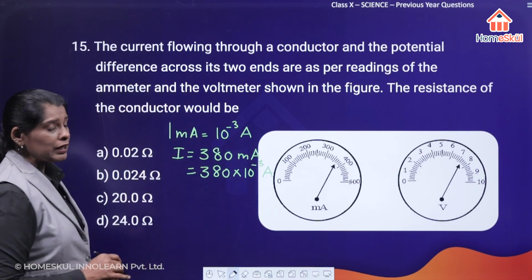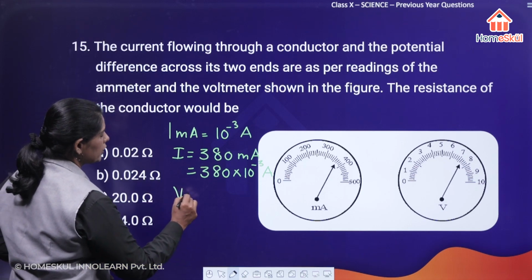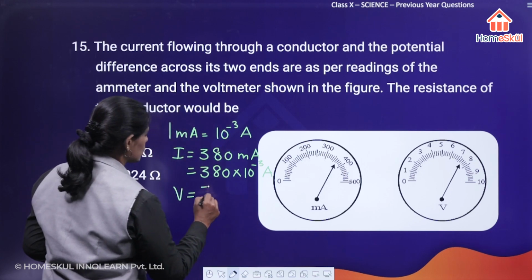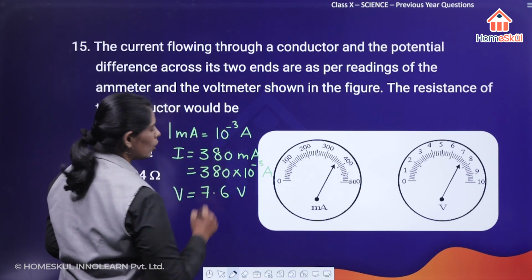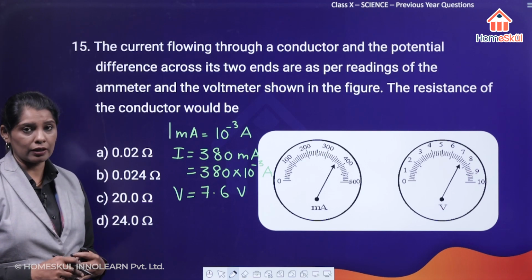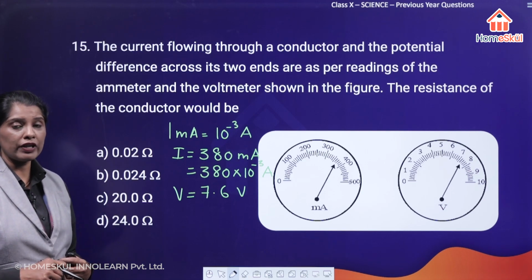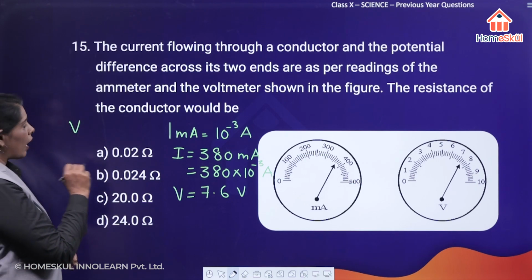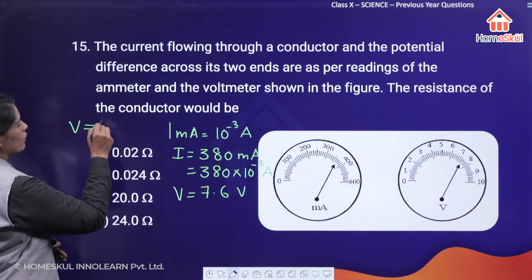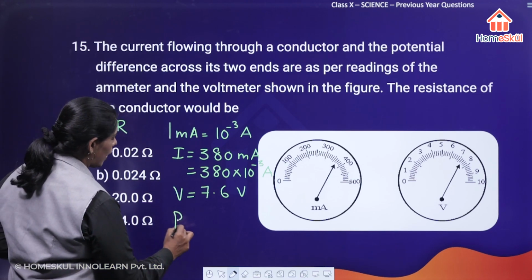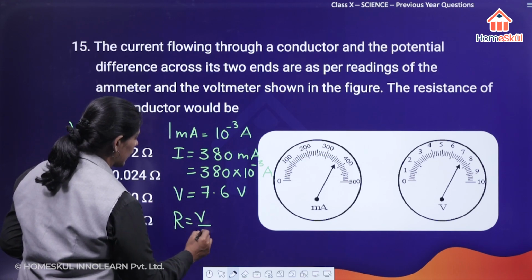Now what about the voltmeter reading? So here the voltmeter reads 7.6 volt. Okay. So now what we have to calculate is the resistance of the conductor. As per the Ohm's law, what we have? We know that there is a direct relationship between V, I and R, and as per the Ohm's law, it is V equal to IR. So from here, we get R is equal to V by I.